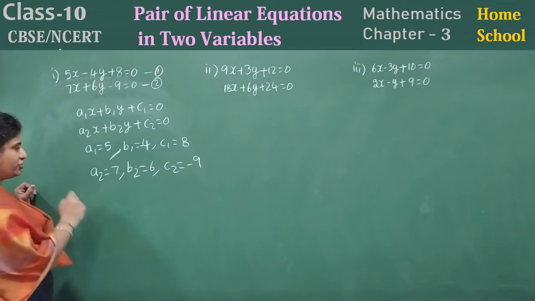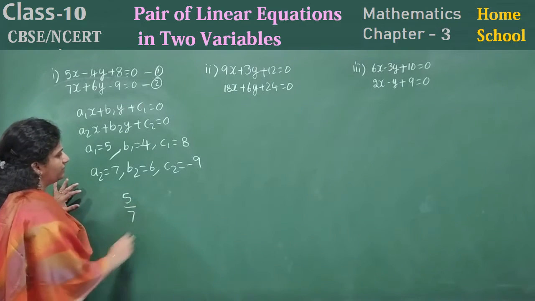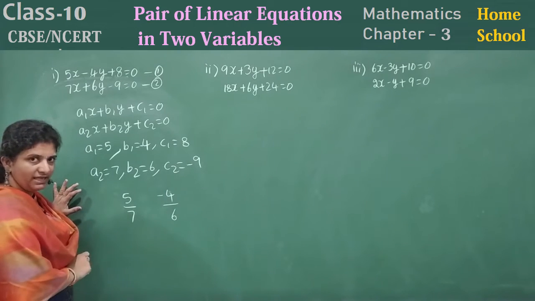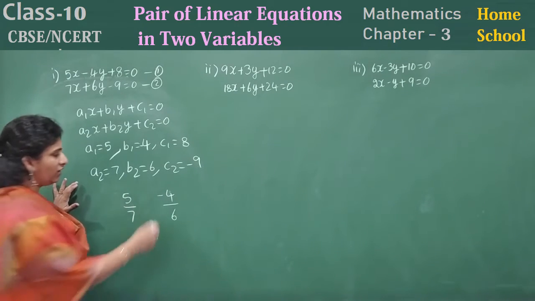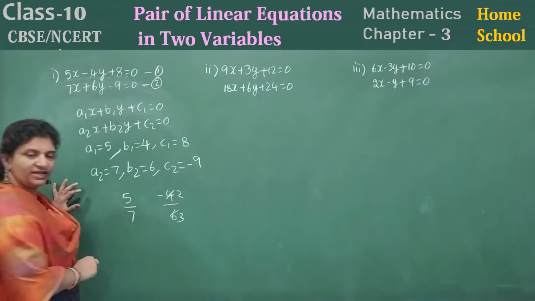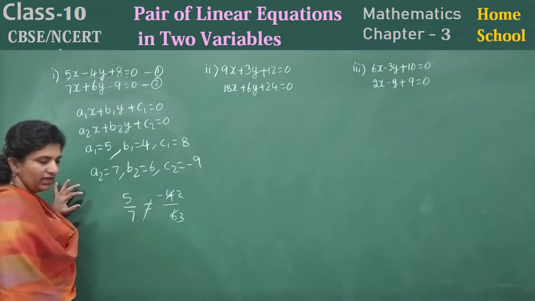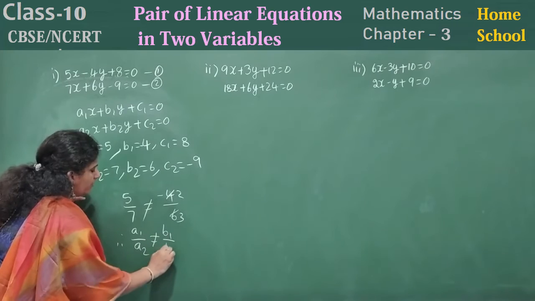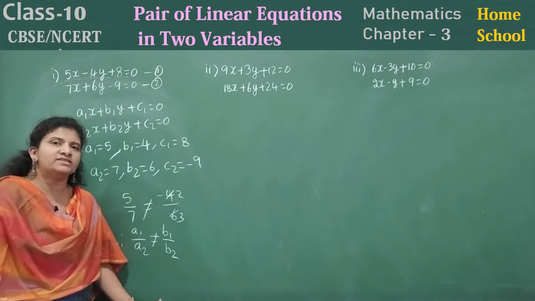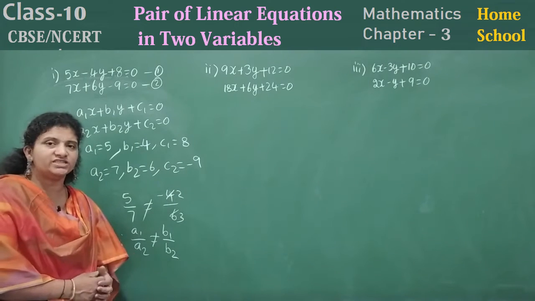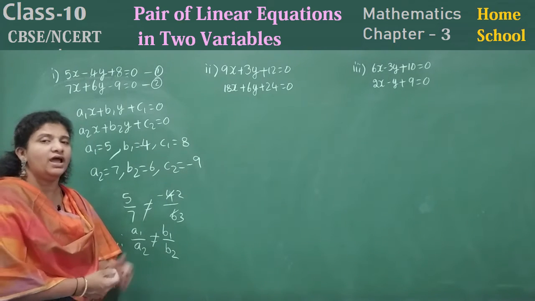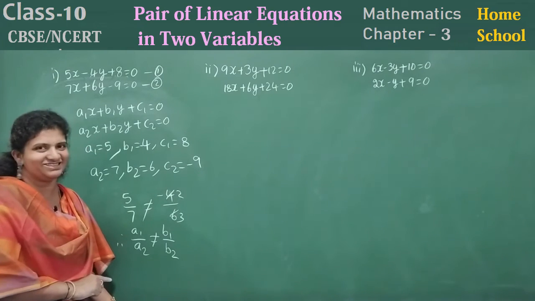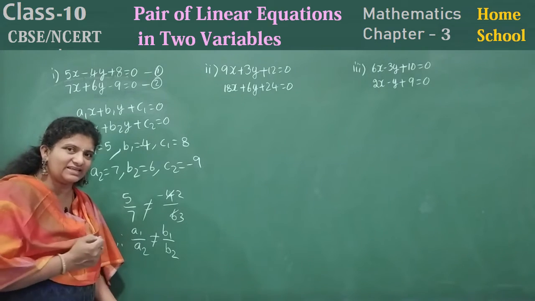Now write the ratio 5 by 7, minus 4 by 6. Just observe the two ratios, you might be able to say the answer. 5 by 7 is not equal to minus 2 by 3. Is it equal? No, not equal. Therefore, A1 by A2 is not equal to B1 by B2. Then what can you say? Therefore, the pair of linear equations will be intersecting by the graphical method, and by the algebraic method it will be having a unique solution and they are consistent. Okay, this is all you should analyze in your mind.